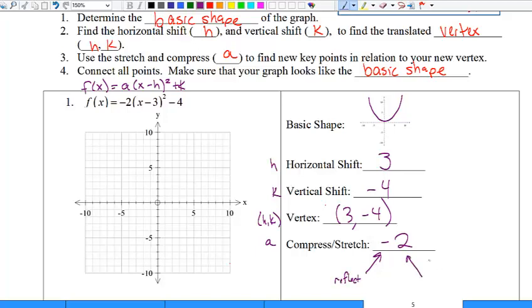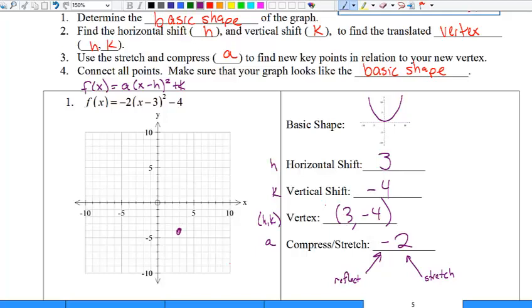And because 2 is greater than 1, that's a stretch. So the 2 makes it a stretch, the negative makes it a reflect. But we're going to remind you how to do that in just a minute, okay? So when I go to plot my points, I'm going to first plot my vertex, +3, -1.